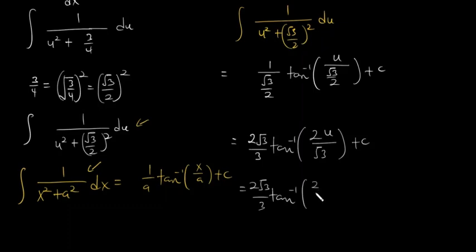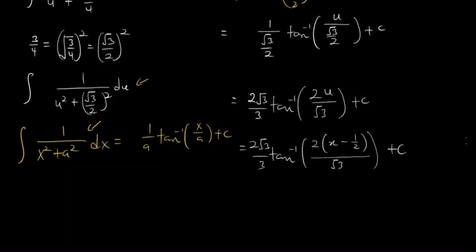we know that our u was x minus 1 over 2. So 2 multiplying x minus 1 on 2, all divided by root 3, plus C. Now let's further simplify this and see what you're going to get. You're going to have 2 root 3 on 3 multiplying the tan inverse of 2x minus 1, all divided by root 3, plus C. So this is our final answer now.